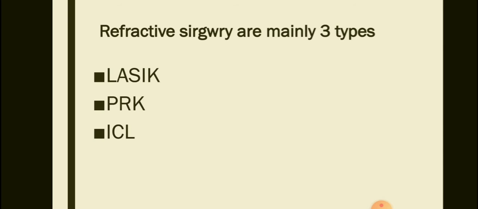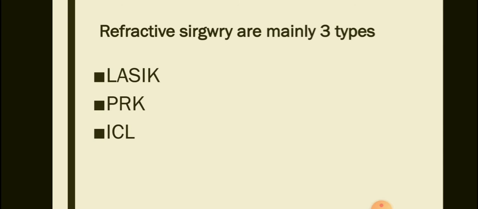Or if the person is having any hormonal changes in his body, then it can also lead to some change in the refractive power of the eye. So there also refractive surgery cannot be performed. Suppose the patient is a pregnant woman. In a pregnant woman many hormonal changes can be seen. So at that stage refractive surgery cannot be performed. So these are some criteria.